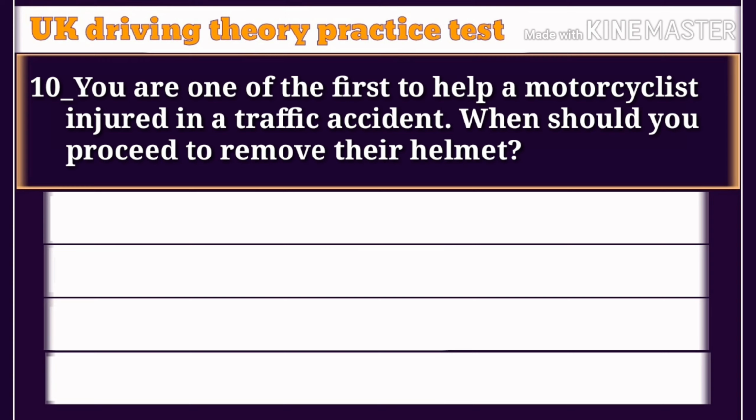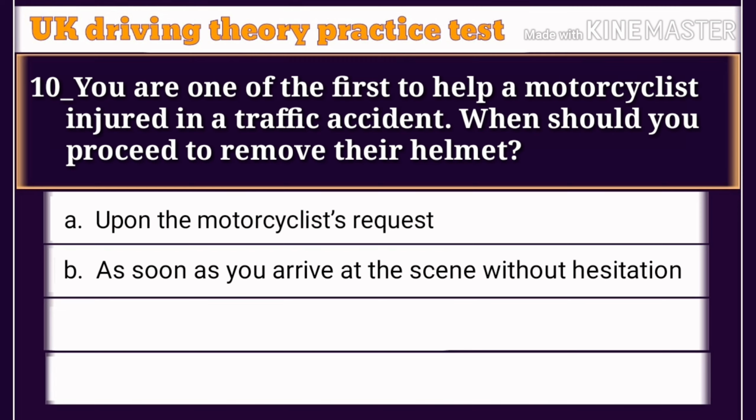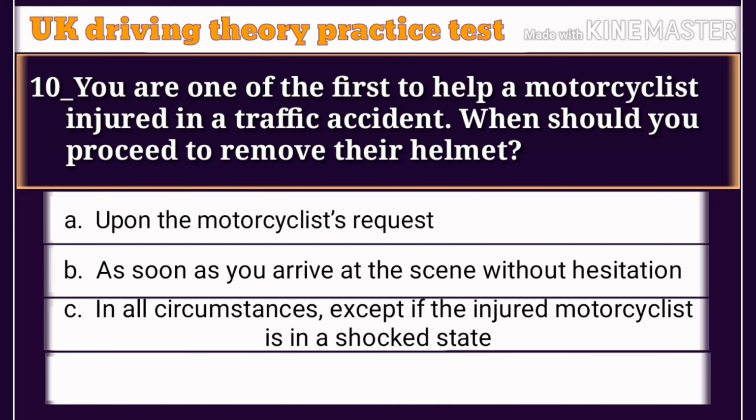Question 10. You are one of the first to help a motorcyclist injured in a traffic accident. When should you proceed to remove their helmet? A. Upon the motorcyclist's request. B. As soon as you arrive at the scene without hesitation. C. In all circumstances, except if the injured motorcyclist is in a shocked state. D. Only if you deem it essential. The correct answer is D. Only if you deem it essential.